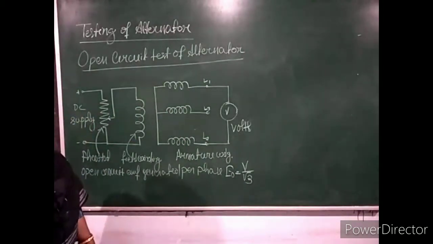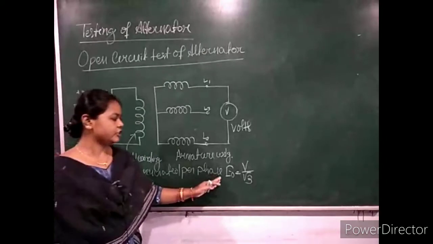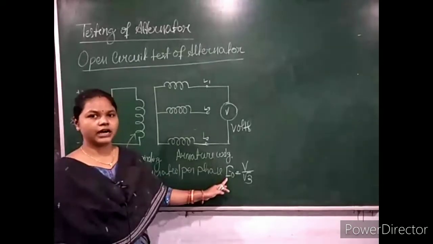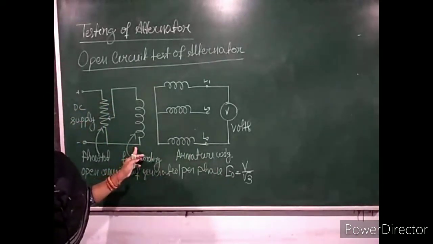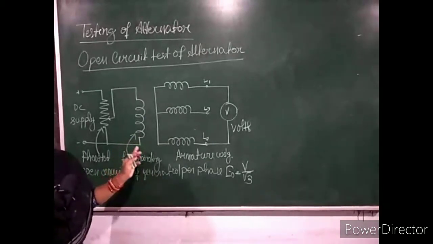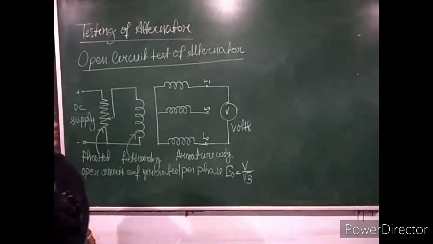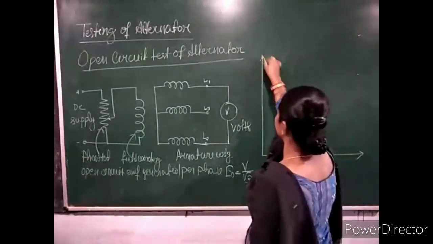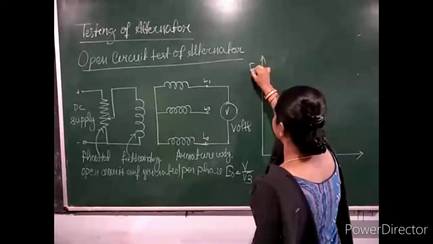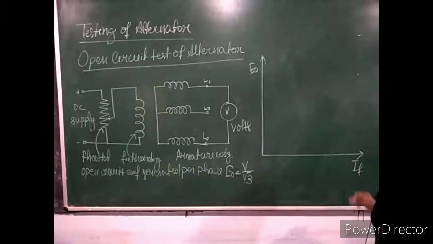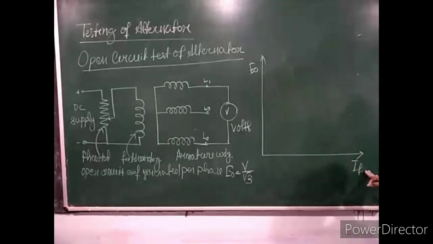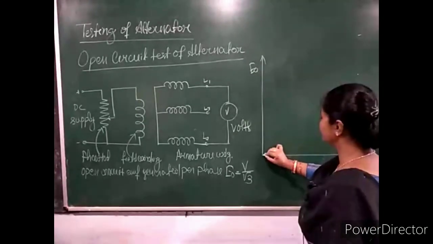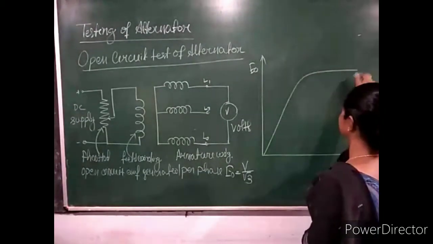After getting this value, you draw E0, that is the open circuit voltage per phase, against the field current, and study their characteristic curve. Here I drew the nature of the E0 versus IF curve. It shows how the open circuit voltage per phase increases with increase in field current. The nature of the curve is like a magnetization curve.